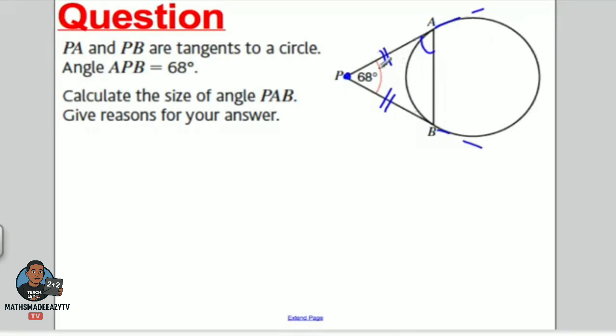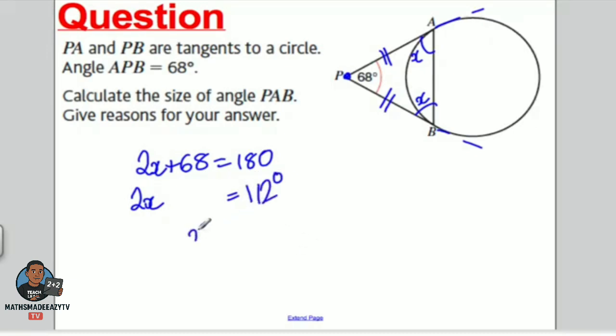Do you know that if this and this are the same length, then these angles are going to be the same? So this must be x and this must be x. So we try to find that. We know that 2x plus 68 must be equal to 180, the sum of angles in a triangle. And so 2x must be equal to 180 minus 68, which is 112 degrees. So x must be half of that, which will give us 56 degrees. So the angle at P is 56 degrees.